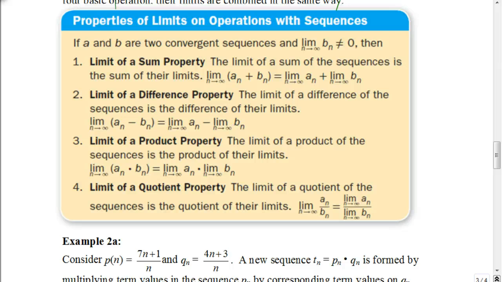We have the limit of a product property, which we're going to do an example of one of those here in a minute. That just says that if we're trying to find the limit of two sequences being multiplied together, we can find the limit of the first one, find the limit of the second one, multiply those together. Well, guess what? We're also going to have one dealing with division. Go figure. If we're having the limit of a particular sequence divided by the limit of another sequence, just take the limit of the first one divided by the limit of the second one.